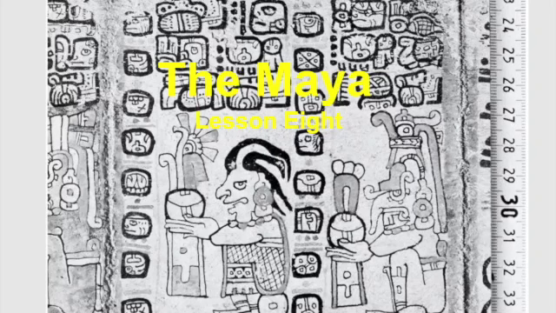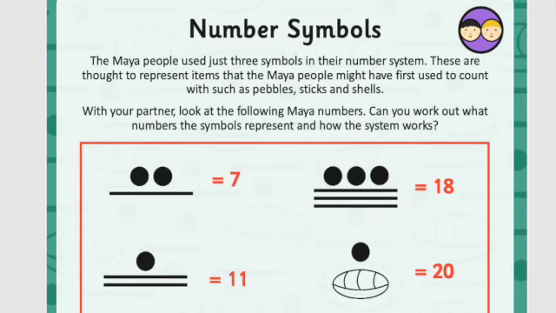To lesson 8 of our history topic, the Maya. What we're going to do today is look at the number symbols that the Maya people used. The Maya people used just 3 symbols in their number system, and these are thought to represent items that they might have first used to count. For example, pebbles, sticks and shells.